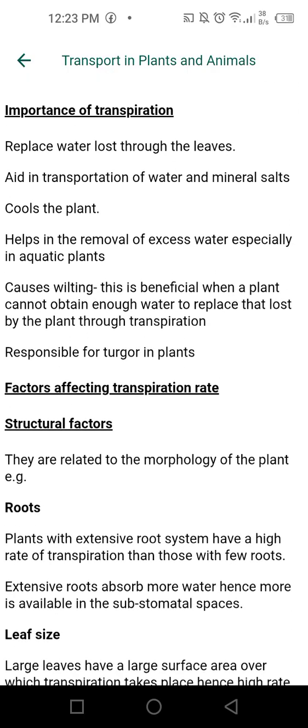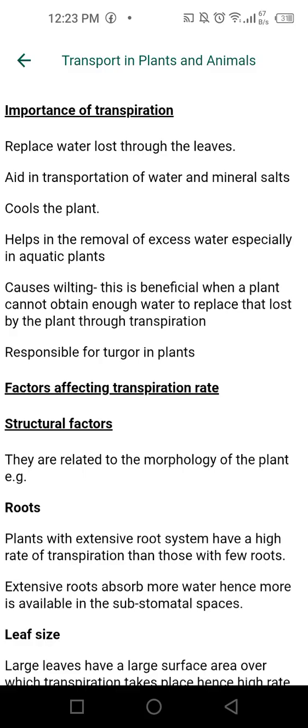Importance of transpiration. Replace water lost through the leaves. Aid in transportation of water and mineral salts. Cools the plant. Helps in the removal of excess water, especially in aquatic plants. Causes wilting. This is beneficial when a plant cannot obtain enough water to replace that lost by the plant through transpiration. Responsible for turgor in plants.